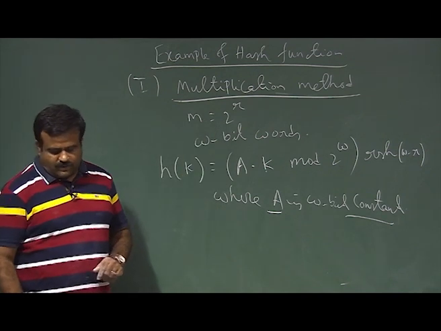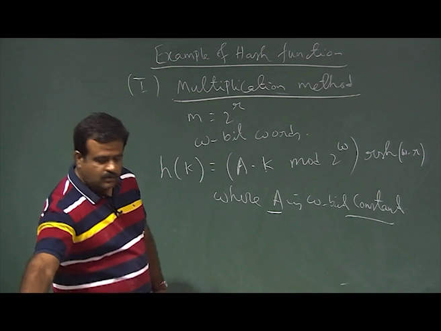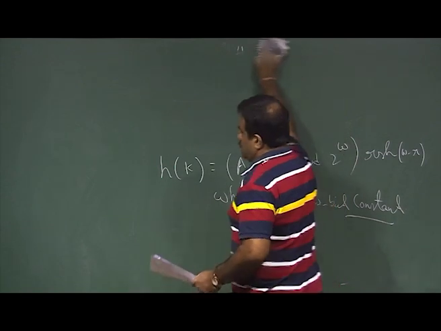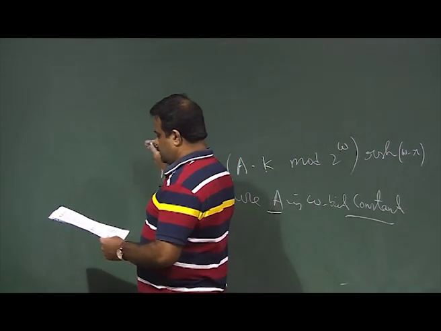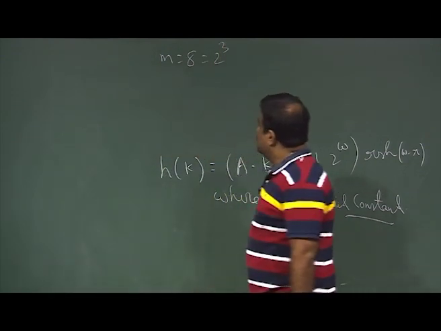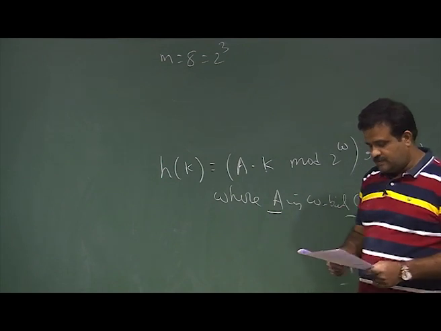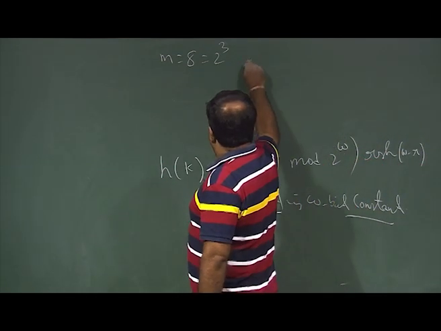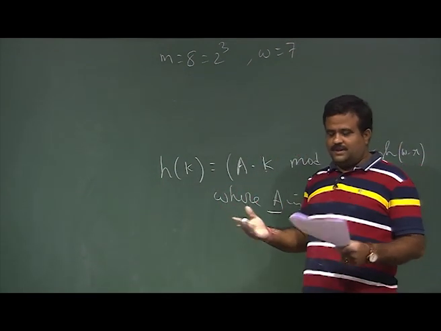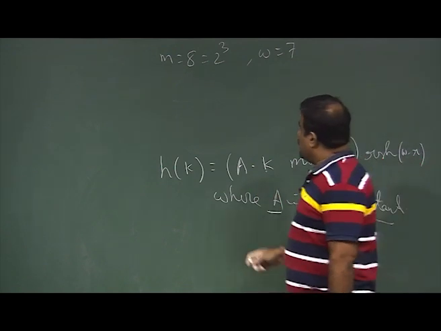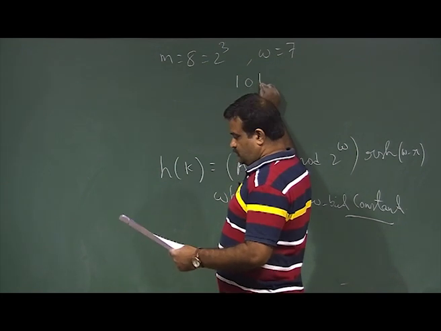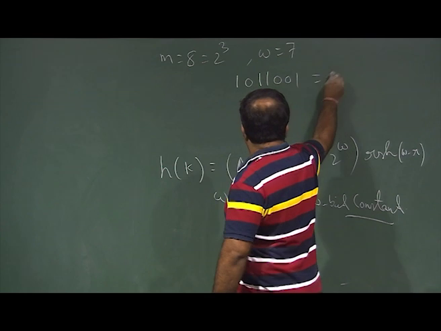So, this is basically called the multiplication method. We will take an example for this. Suppose m is 8, 2 to the power 3. So, we have 8 slots, 0 to 7, okay, and our w is say 7 bit. Suppose our computer is a 7 bit computer, I mean an old computer. Okay, so now we choose a, which is also 7 bit, say a is a constant, we choose 1 0 0 1. So, this is our a say.